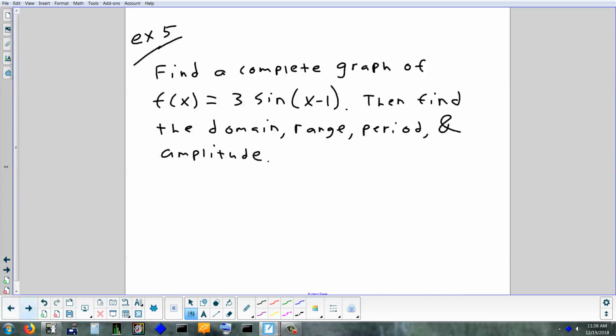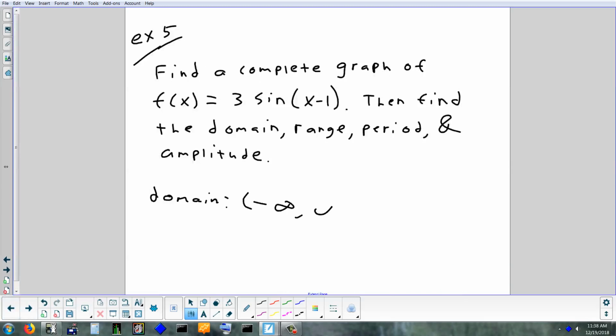All right, let's do this one. Same idea. Domain, that's the easiest thing to start with. It never changes. What's the domain for every sine and cosine function? It's always negative infinity to infinity.